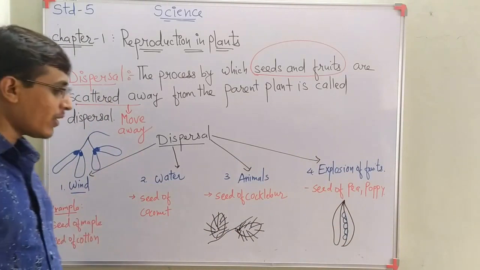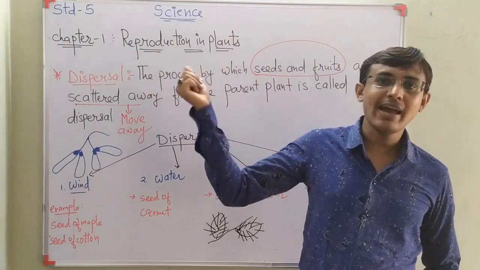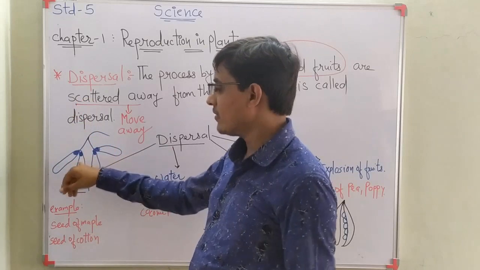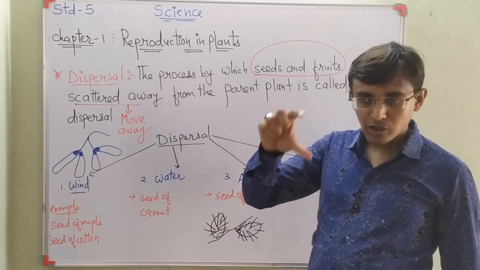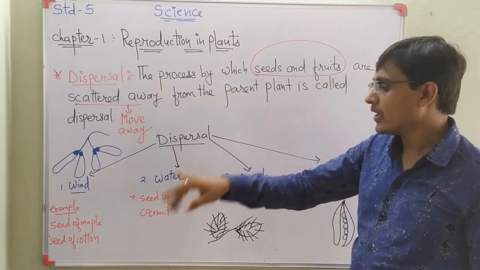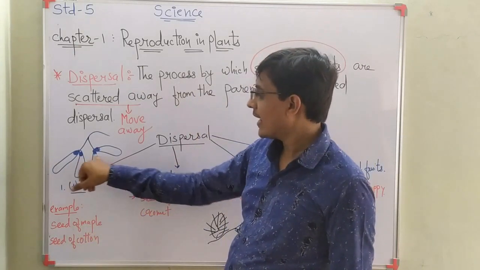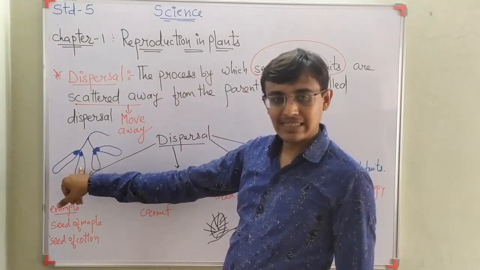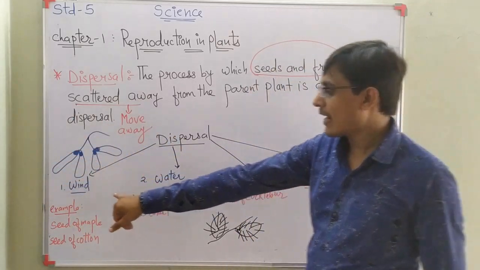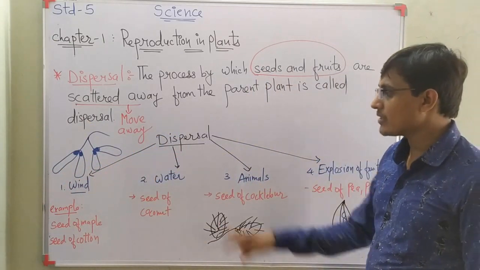Let's start with number 1, scattered by the wind. Wind means air. When the wind flows strongly, what happens? The seeds which are light in weight get scattered away by the wind. See the examples, seed of maple, seed of cotton. See the diagram, these are wing-like seeds. They are light in weight, so they are scattered away by the winds. Second is scattered away by water, dispersal by the water.